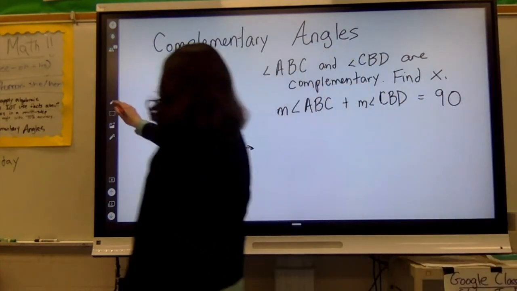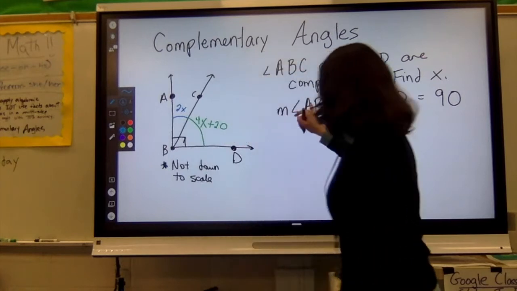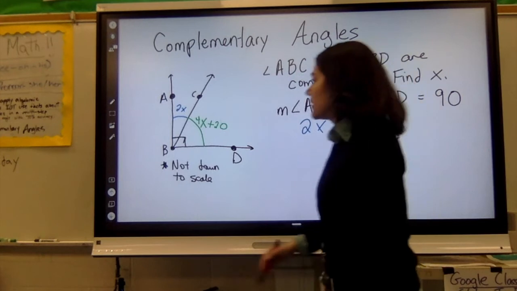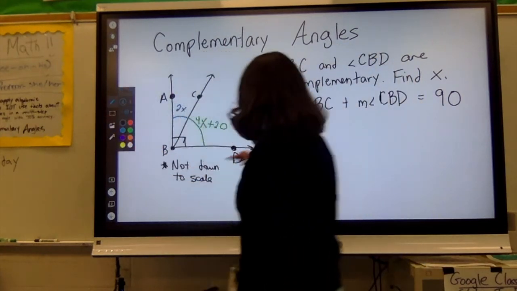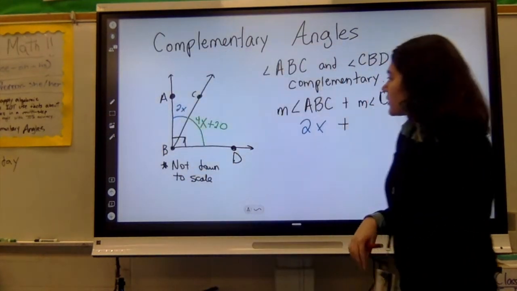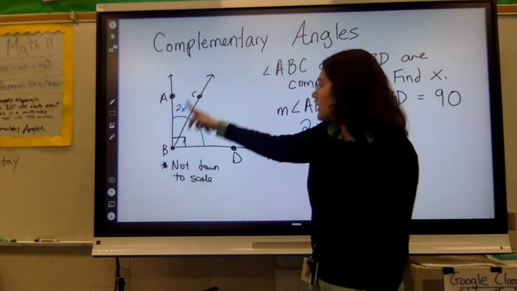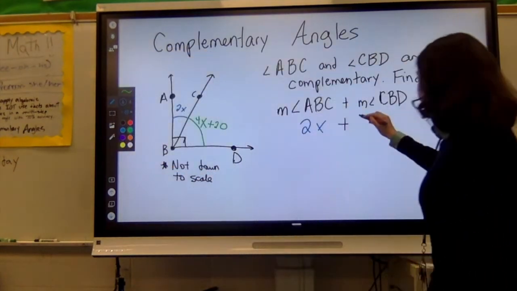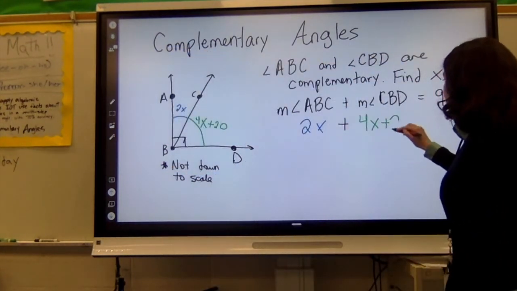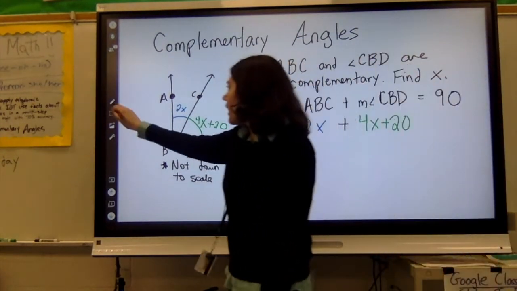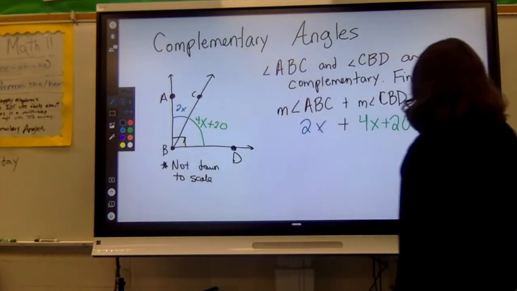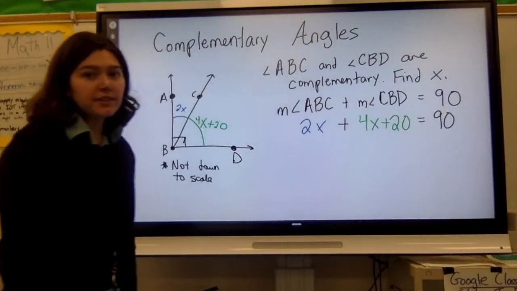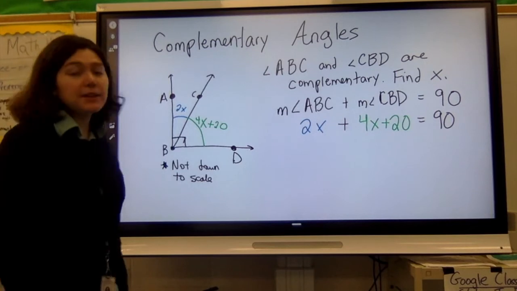Okay, so let's fill in my missing pieces. The measure of angle ABC is 2x. We don't know what it is, but it's 2x, plus the measure of CBD is 4x plus 20. And when we add them together, we have to get 90 degrees. So now we just have an equation that we need to solve.